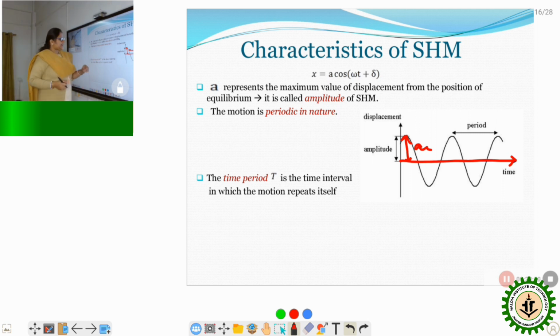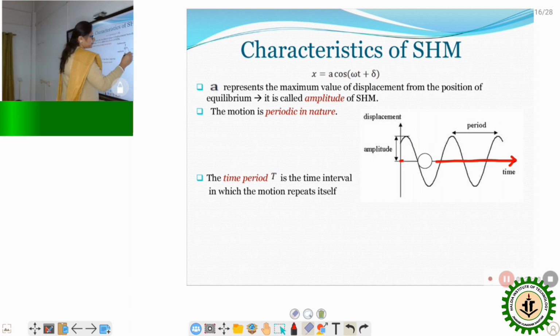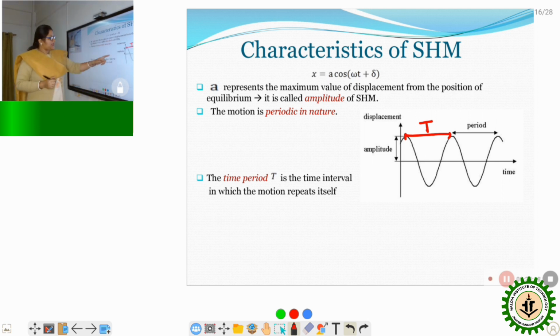What is the time period? Time period means the time interval in which the motion repeats itself. You can see, if I try to draw here, at this time it is at the maximum position, and after a time interval, capital T, we again get the same maximum position. So the position repeats itself after a certain interval of time, and that time interval is called the time period, which is capital T.